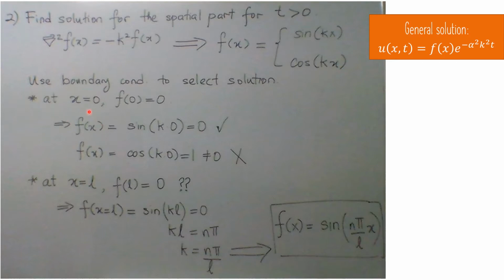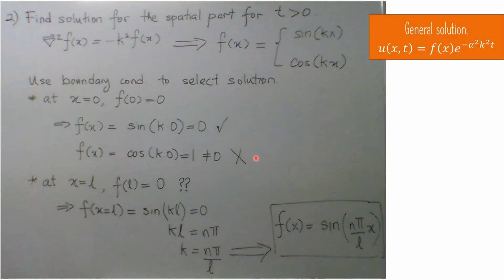At x equals 0, we have the function equal to 0 because the temperature at x equals 0 is 0. Therefore, we will simply put in x equals 0 over here. You have sine k multiplied by 0, and sine 0 is exactly 0. So this solution is the one that we want. On the other hand, for f of x equals cos kx, if you put x equals 0, you will see that cos 0 is equal to 1, and this is non-zero.